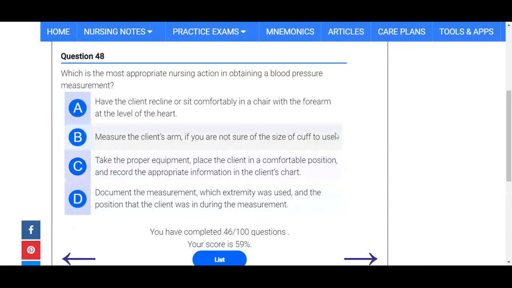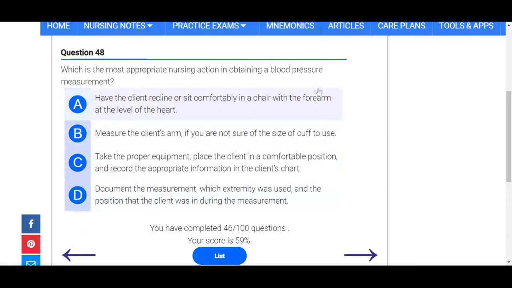Let's try another one. By the way, guys, we're only going to be answering another 30 questions for today. Last night we had 30 questions answered, and tonight is another 30, so therefore we will end at 60 questions.